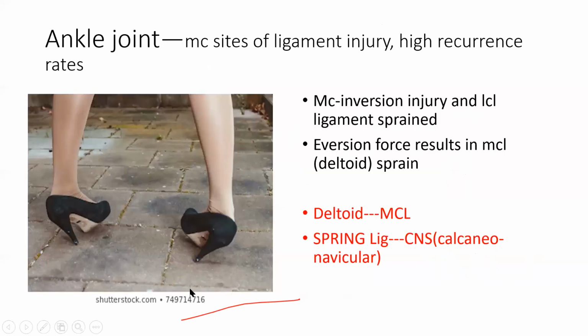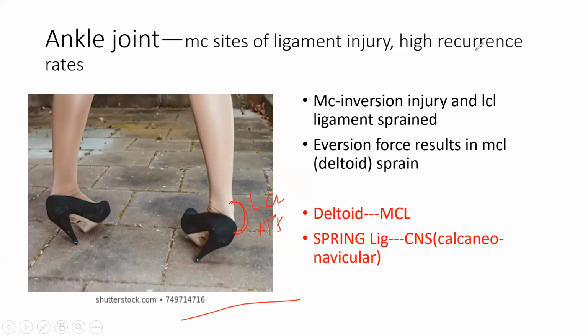So this is the most common way of injury. Most of the people who are wearing high heels can understand this pain of twisting inversion injury. Because of this inversion injury, this ligament, the lateral collateral ligament, LCL, and in the LCL the anterior talofibular ligament, ATF, is the most common injury.